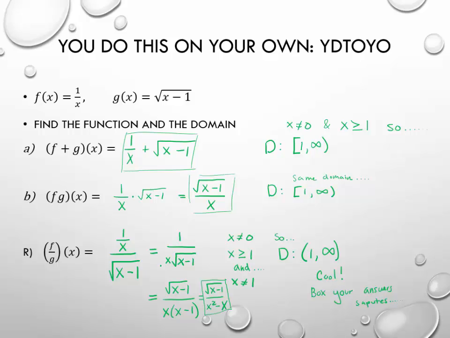Does anybody want to volunteer the domain? Kim, what's the domain? All real numbers except for 0 and negative. Except for 0 and negative. That's most of it, but there's still an infinite amount that you're missing. It's just a smaller infinite.